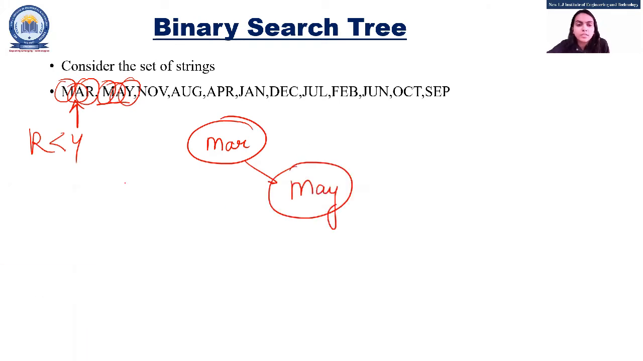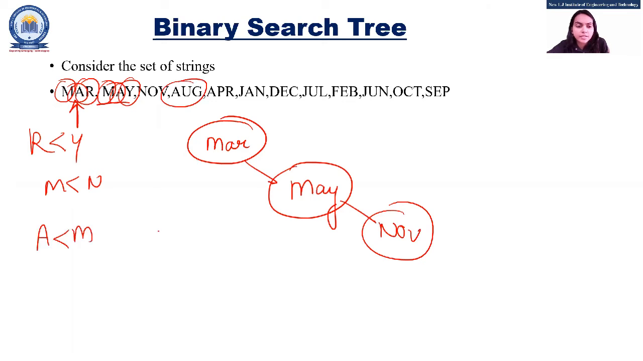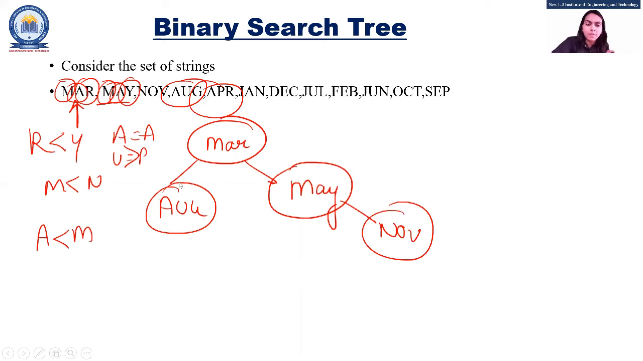Then we have November. So we compare M and N. Definitely N is greater, so it would be right here. Then we have August. We compare A and M. M is greater, so A would be here. Then April. A is common, but the second letter is not common; U is greater. With respect to March, A is less, but with respect to August, A is the same and the second letter U is greater. So it would be right of U. So here it would be April.